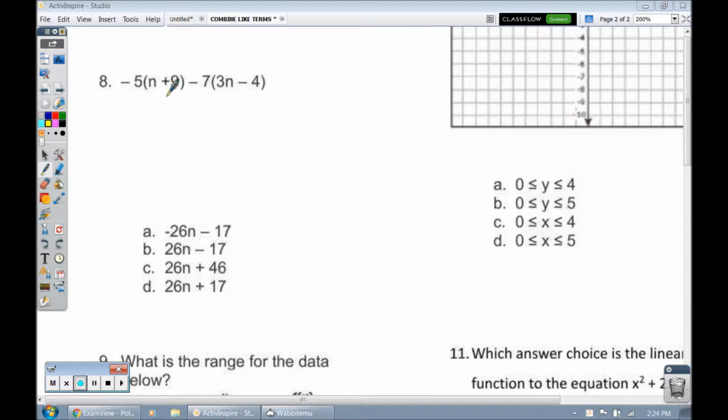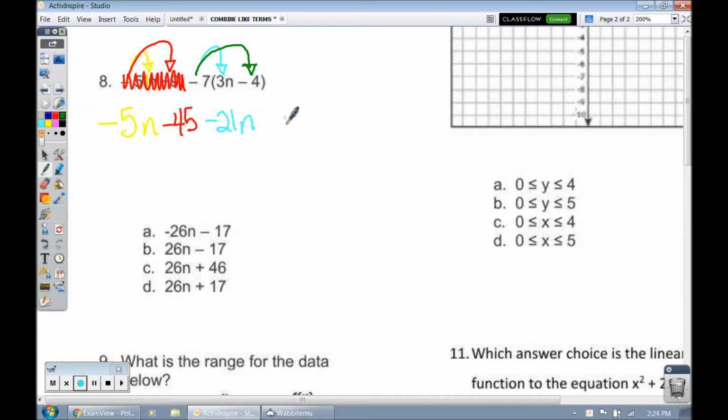Number 8, you have 2 sets of parentheses. Let's start with this one here. So we're going to put our little invisible 1. Negative 5 times positive 1n, negative 5n. We have to do negative 5 times positive 9. It's negative 45. So remember, we're done with this. We've already got rid of the parentheses. But we have to distribute the negative 7. Negative 7 times 3n is negative 21n. And negative 7 times negative 4 is positive 28.